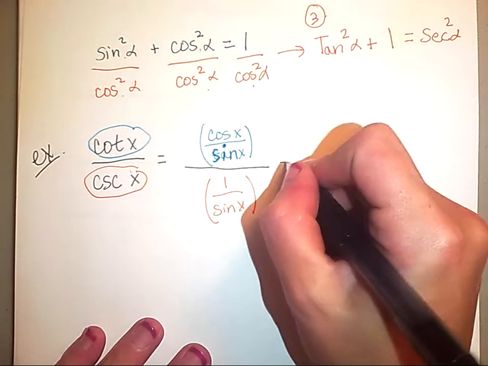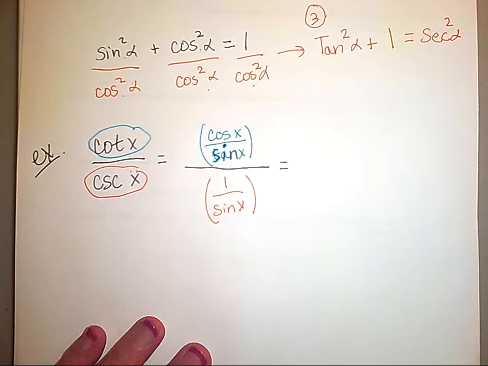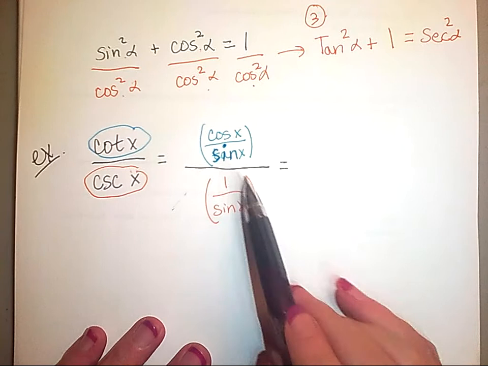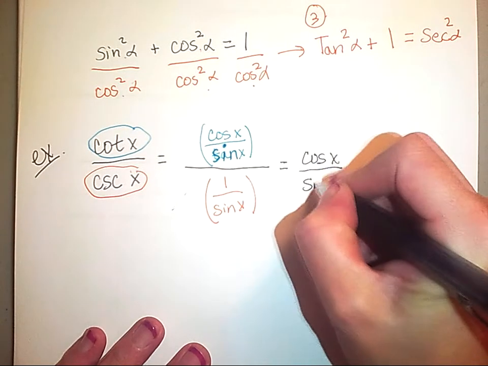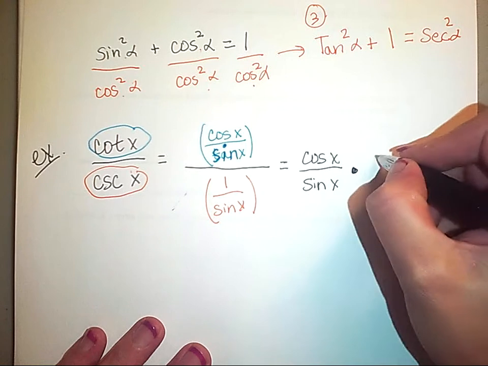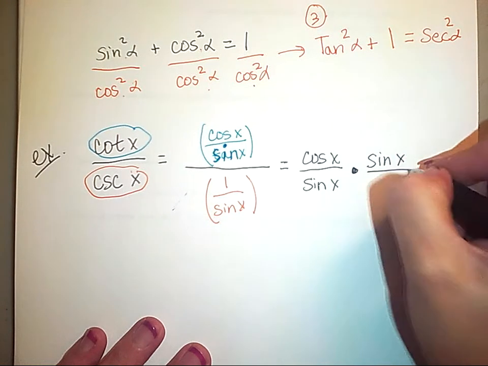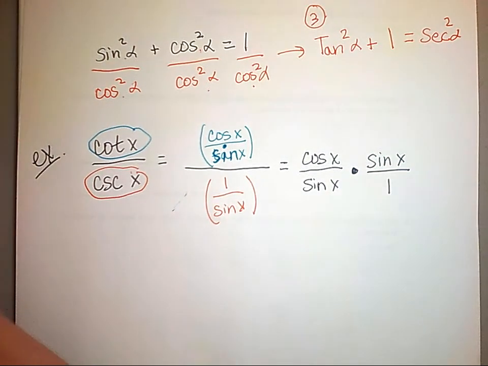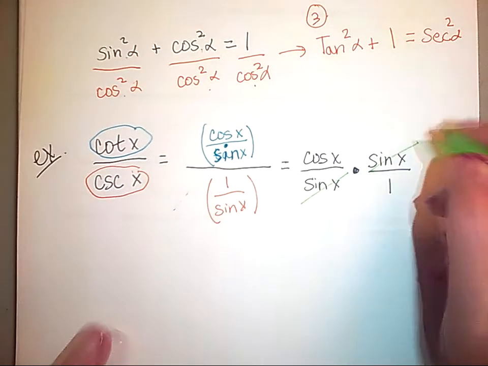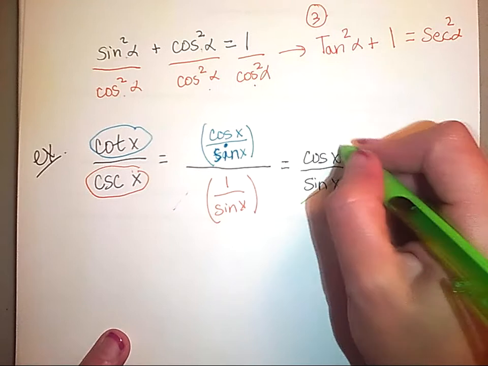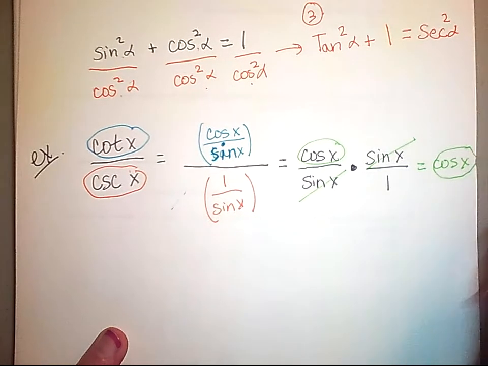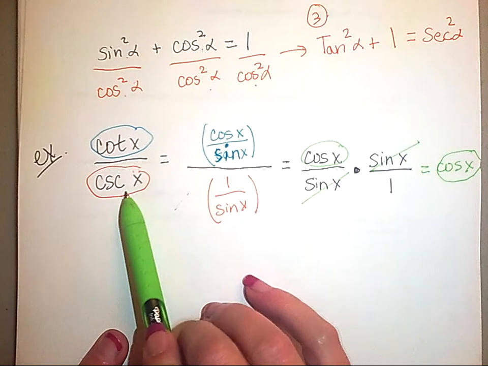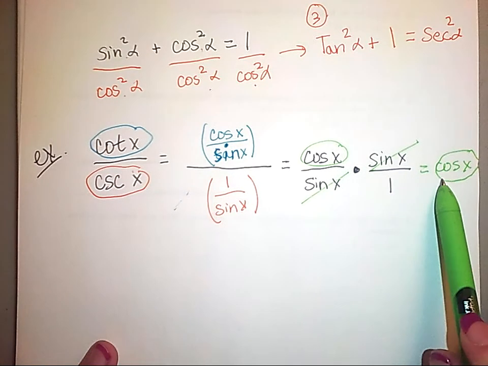Now, we can simplify this, and we're just going to use some algebra. Here we have one fraction being divided by another fraction, and so when we divide fractions, we just have to invert and multiply. So this is now times the sine of x over 1. And canceling will still hold. The sine of x will cancel, and up top we'll just be left with the cosine of x. So we have simplified the cotangent of x divided by cosecant of x, which is really the same as just the cosine of x.